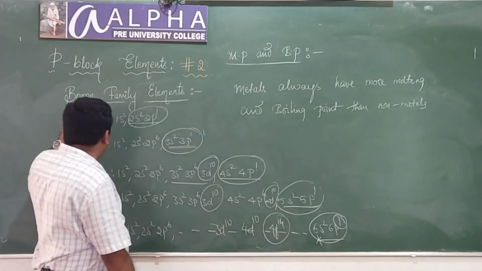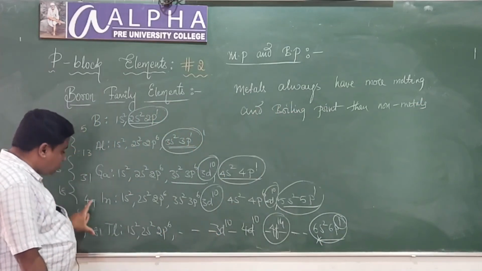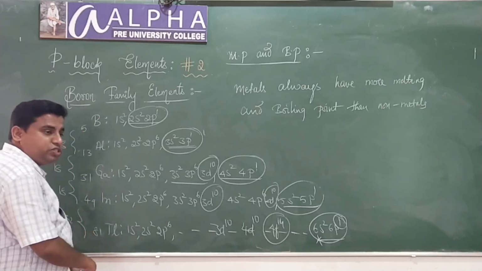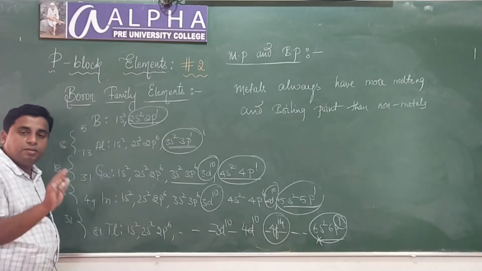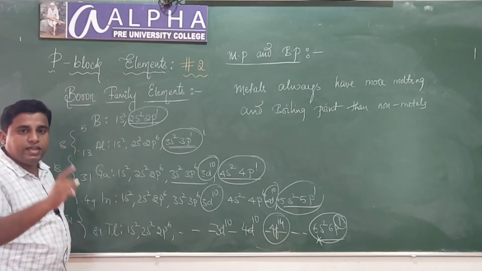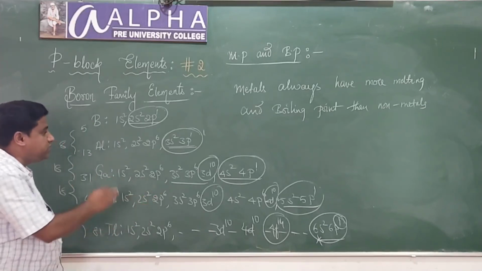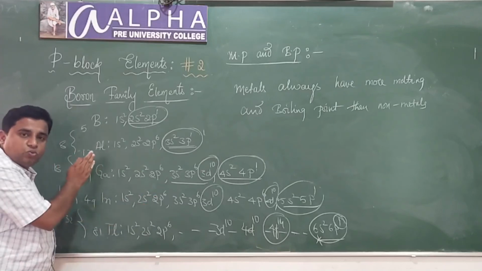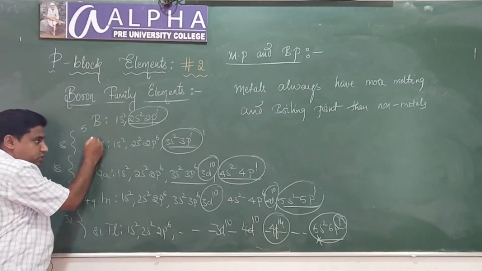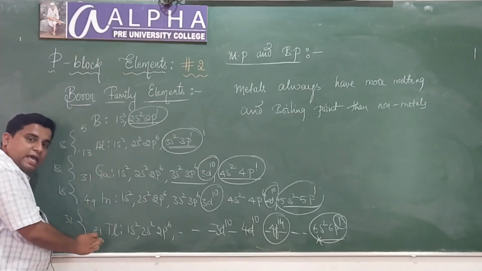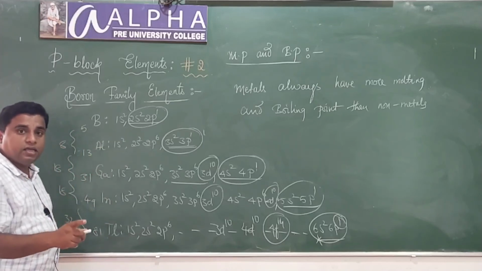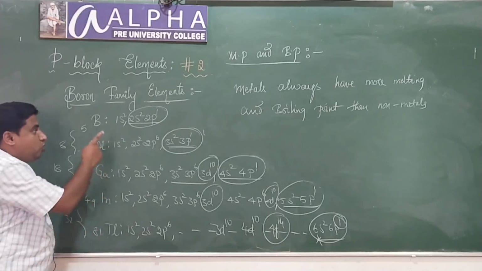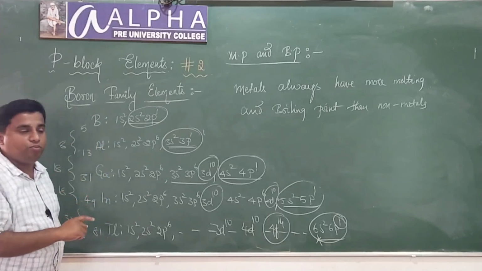We know here boron is a non-metal, whereas the rest of the elements are metals. That means these elements should have a higher melting point than boron. But unfortunately, that is why I said there are a lot of exceptions in the boron family. This is one among them. Aluminium, gallium, indium and thallium are metals, so they should have higher melting and boiling points. But unfortunately, boron has a high melting point and boiling point.